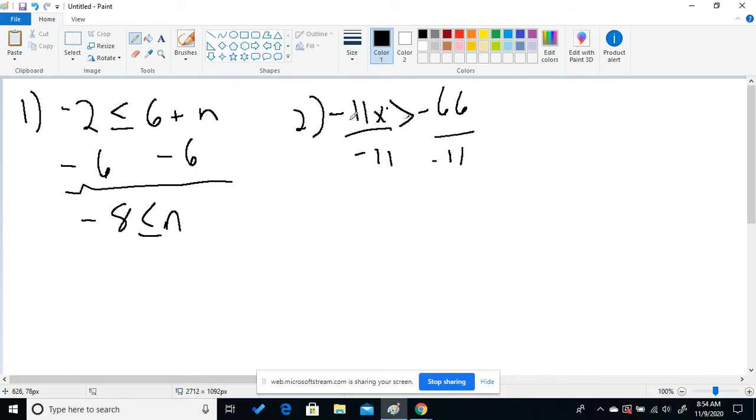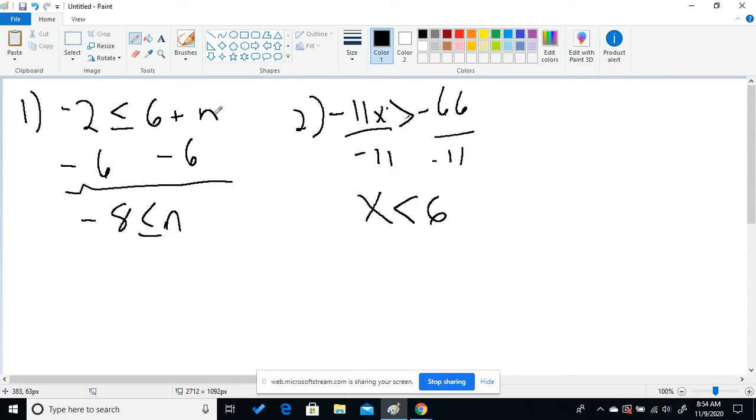Now when I do that on this side, you're just going to get regular x, because negative 11 divided by negative 11 would be 1x. But you're dividing or multiplying by a negative number, so you have to flip this sign. It's actually now going to be less than. The negative 66 divided by negative 11 is simply 6. So that's the first 2 problems.